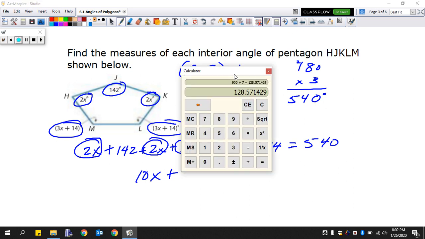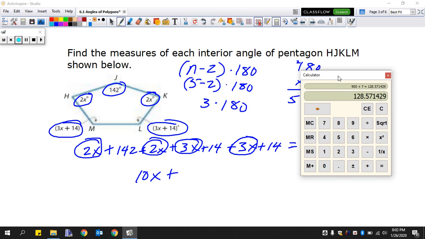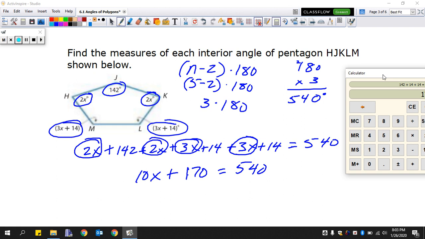So we have 142 plus 14 plus 14 is equal to 170 is equal to 540. Okay? Because that's all the sum of the measures of the interior angles is 540.